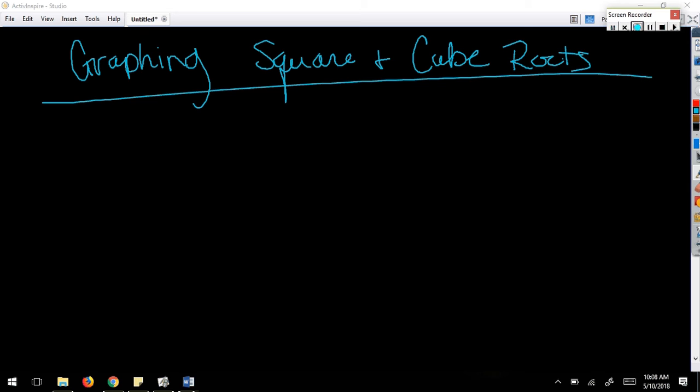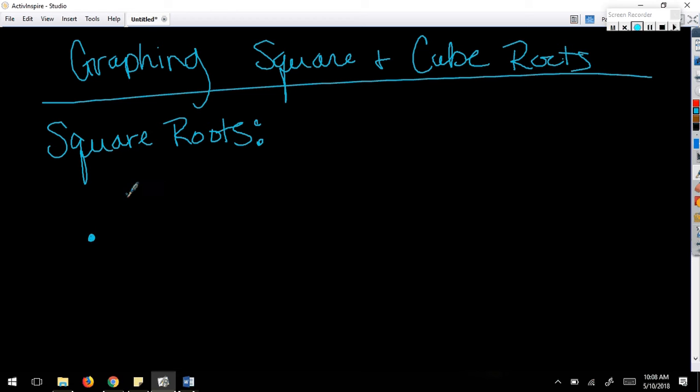They're really easy. Square roots. You only need 2 points. And this is what they look like. You have a starting point and what I like to call a direction point. So they start here and they go off in one direction, so it looks that way.